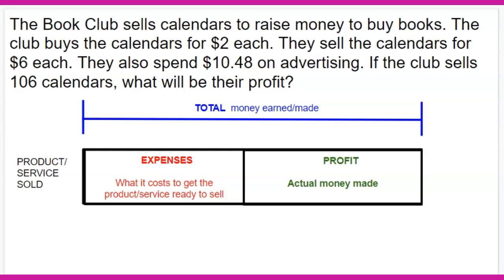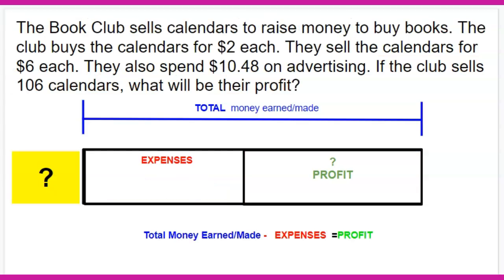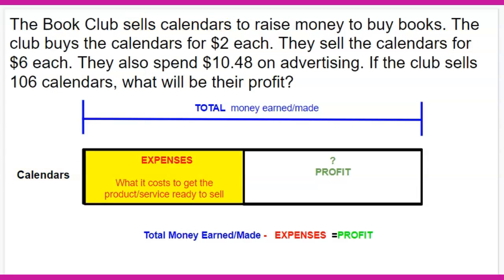We will first identify the question, or what is the unknown. What is the question in this problem? The question, or one of the unknowns, is if the club sells 106 calendars, what will be their profit? We will now take the rest of the information from the problem, all of the knowns, and plug them into our strip diagram. What was the product or service they sold? They sold calendars.